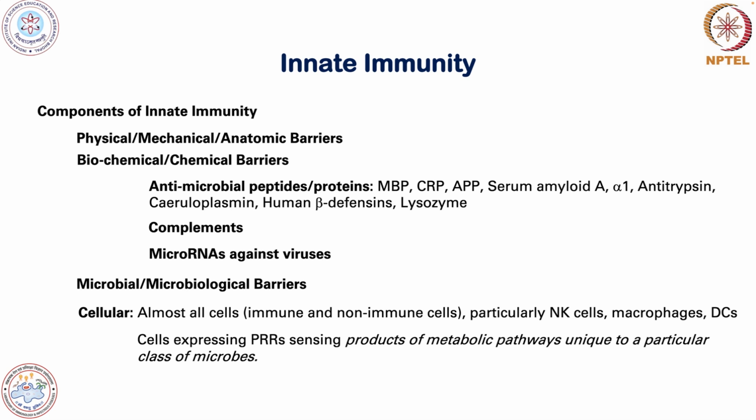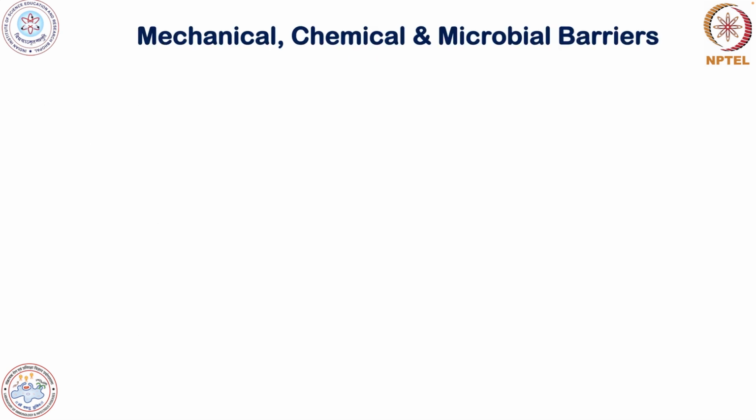There are several families of pattern recognition receptors, for example toll-like receptor, Rig-like receptor, and nod-like receptor. We will discuss all these families of pattern recognition receptors one by one in subsequent sessions. Now let us go back to the physical, mechanical or anatomical barrier.